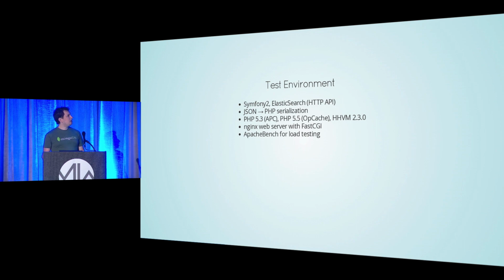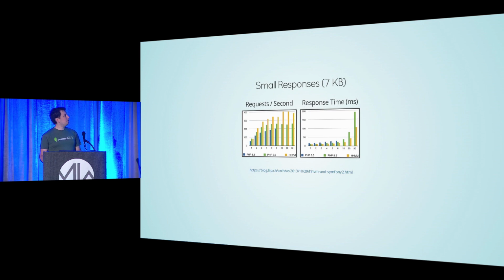And this was using the FastCGI interface, so it was the first version of HHVM that supported that. And the fellow was using Apache Bench for the load testing. So this is from Christian Stocker at Liip, which is a Swiss web shop. And so they basically did 3 tests.